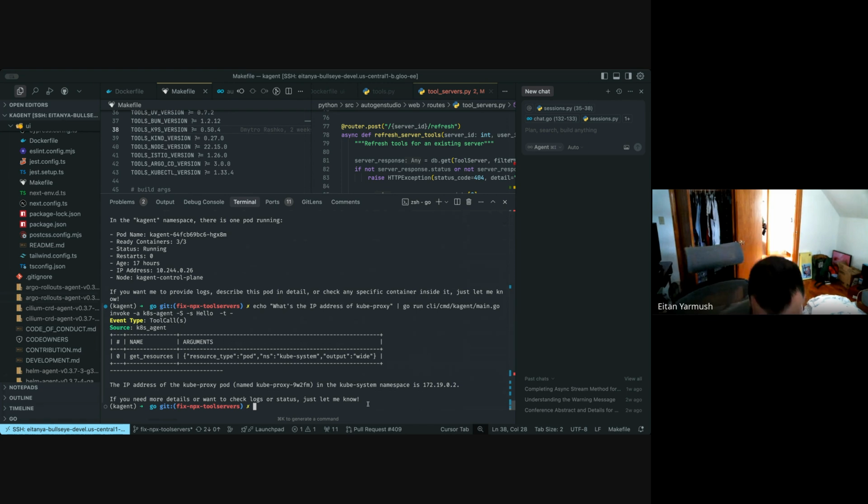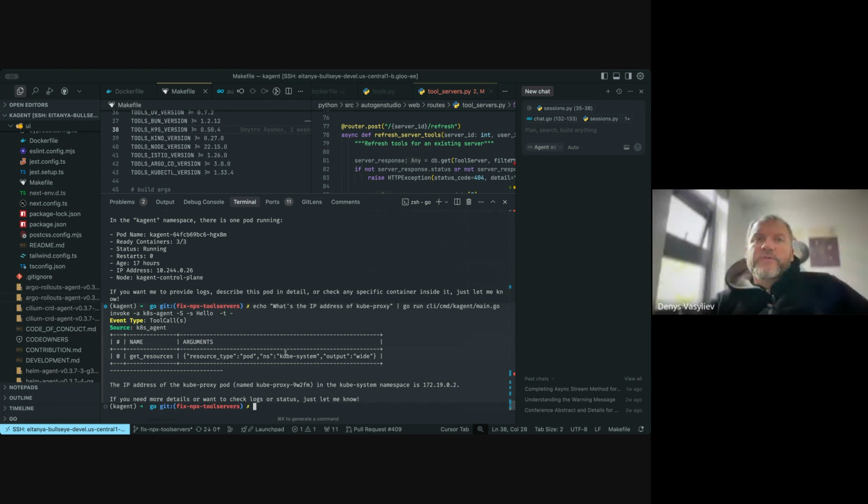So here we go. It knows the name, and in this case it did get all of the pods again. Who knows why it's doing that, but I think that's probably more of a system prompt issue.